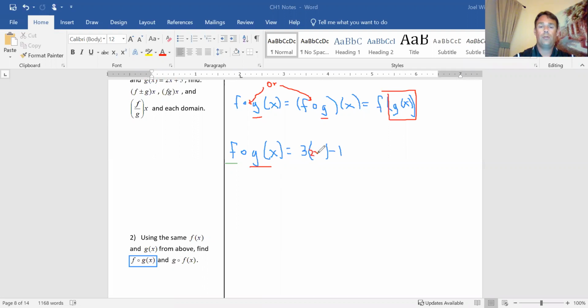2x plus 5. Should have made that one just a tad bit bigger. All right, and then we can go ahead and simplify from there. So 6x, and this is called a composition. So just another way to combine functions.